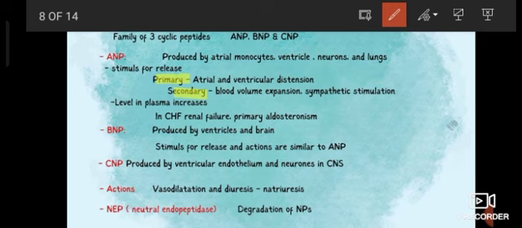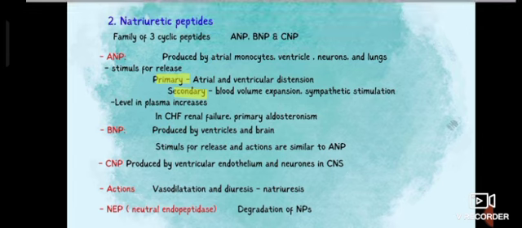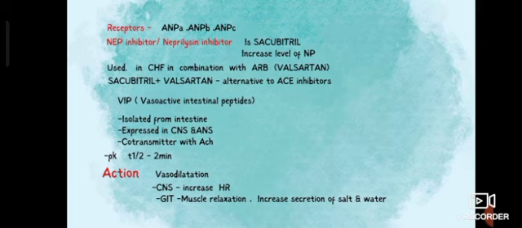Now, brain natriuretic peptide is produced by the ventricles of the heart and the brain, and its stimulus for release and action are similar to atrial natriuretic peptides. C-type natriuretic peptide is produced by ventricular endothelium and neurons in the CNS. The actions of natriuretic peptides are vasodilatation, diuresis and natriuresis. Neutral endopeptidases degrade natriuretic peptides. Receptors for natriuretic peptides are natriuretic peptide receptors A, B, and C.